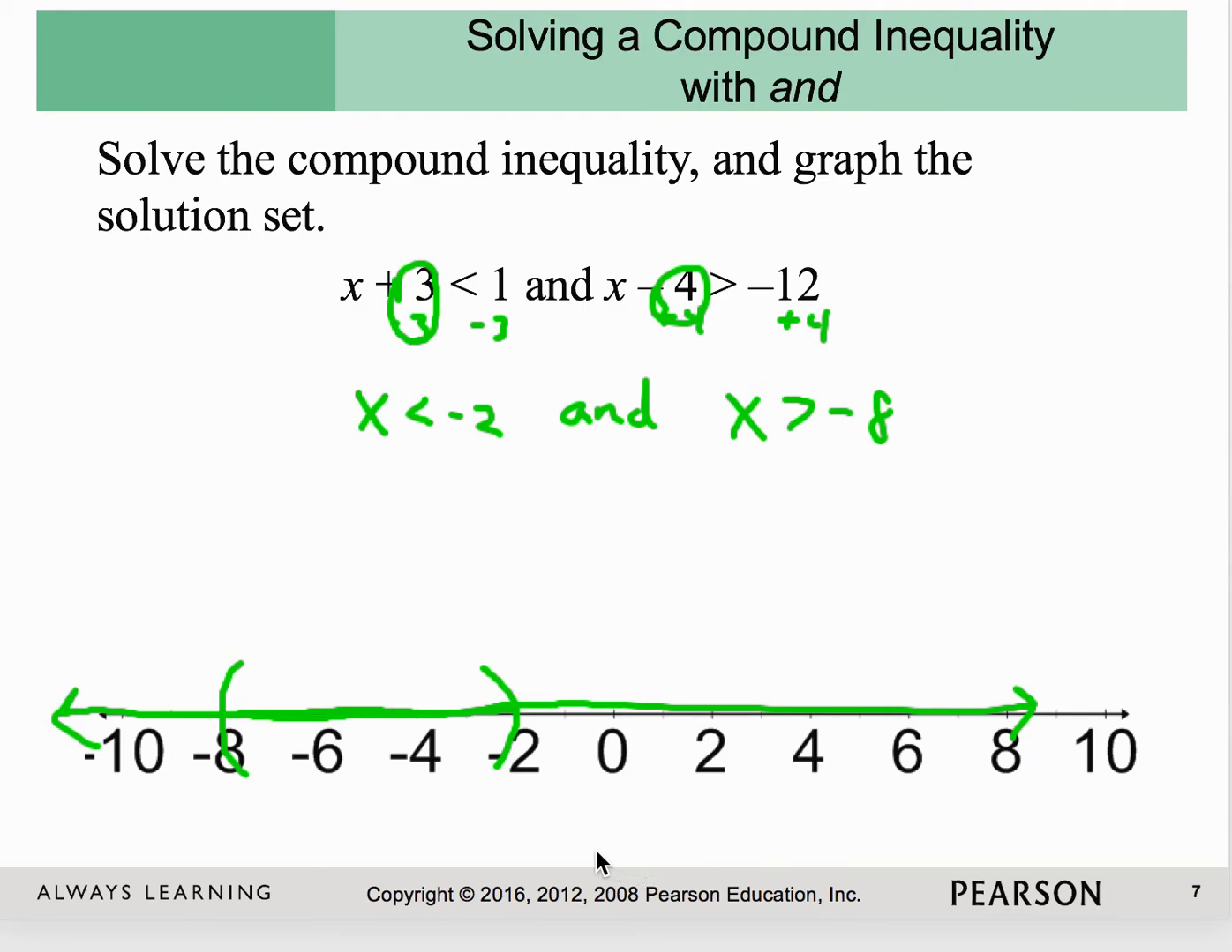Okay, so here's my inequality solution, but on here, only the part where they intersect. In other words, this part right here, where they overlap, where both of them have parts of the solution, is my answer. So for my final graph, I would need to get rid of these bits because that's not part of my answer. My final solution looks like that. And my interval would look like -8 to -2.